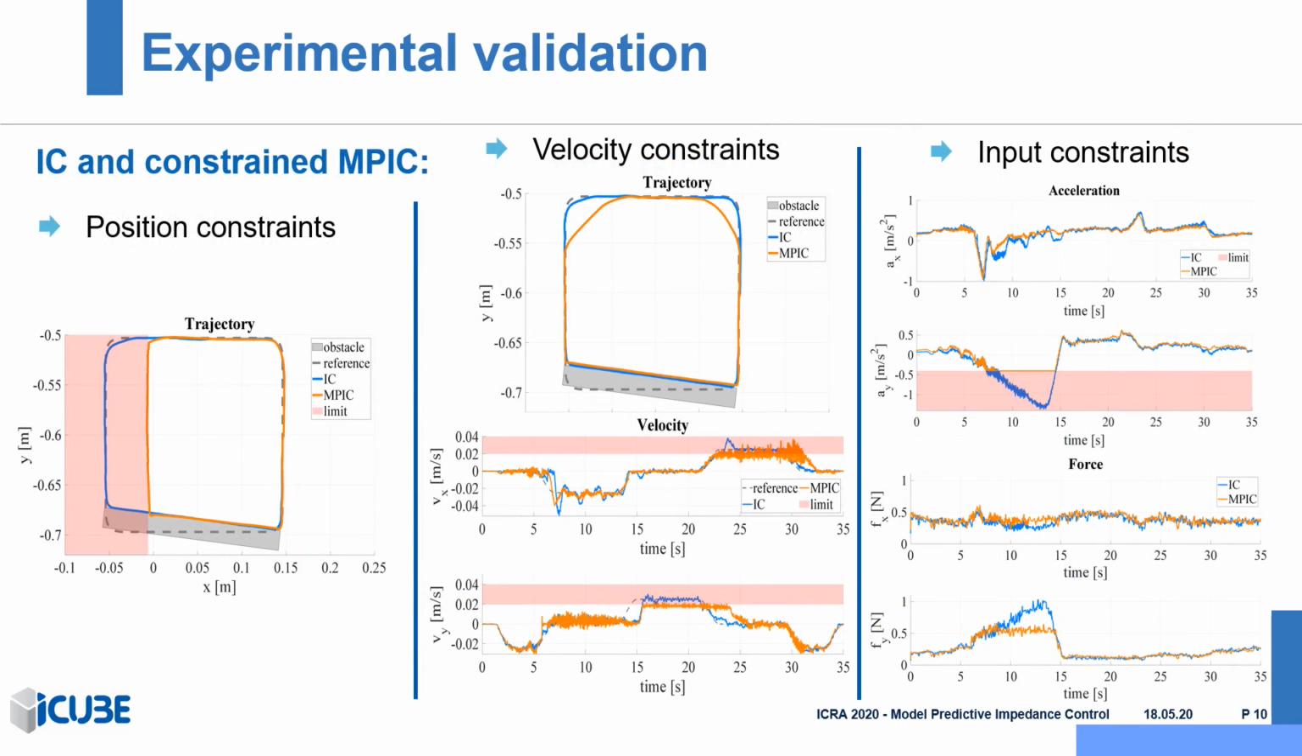The second experiment adds constraints into MPIC. First, we added position constraints that restrict the end effector trajectory to some allowed area. As we can see, model predictive impedance control behaves the same as impedance control in the allowed area, however diverges from IC at the boundary in order to respect the constraint. A similar result can be observed when adding constraints on the velocity.